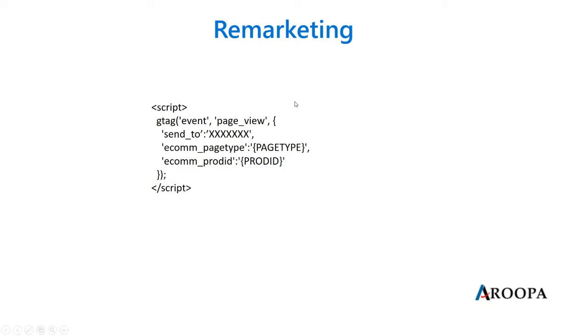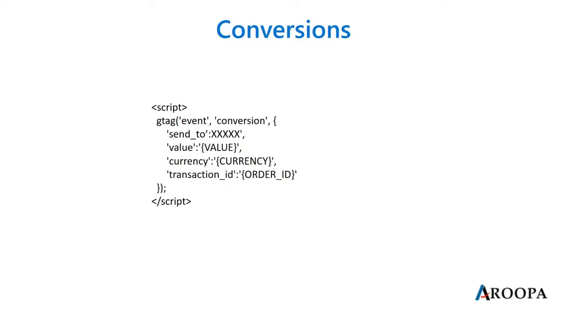Remarketing tags, if you look at it, I have mentioned the page type and product ID. Product ID is your SKU, and page type is whether it's a category page or a product page, which you can mention over there. And on the conversions page, I'm going to be sending the conversion value, conversion currency, and the order number back to the Google platform. That way, all my conversions can be tracked, and if Google sees I'm converting more, they'll be displaying my products again and again in a more frequent way.